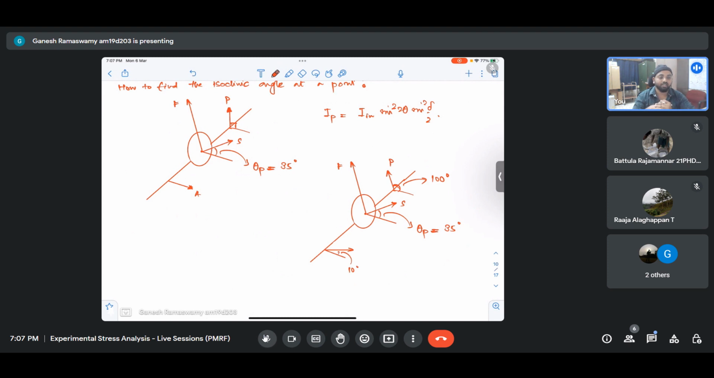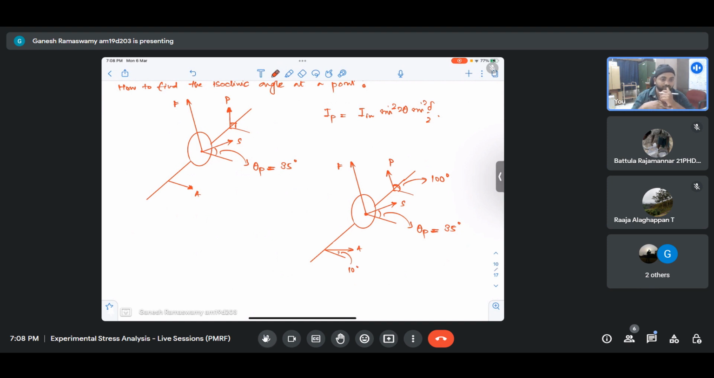Similarly, if I keep rotating this crossed polarizer analyzer combination, I'll see that at one point in time the fringe would pass this point of interest. Since we know by way of posing the question that our theta p at that point is 35 degrees, when I move the crossed polarizer and analyzer combination to 35 degrees, I'll be able to see that the fringe passes through that point. This is how I determine that the isoclinic angle at that point is 35 degrees.